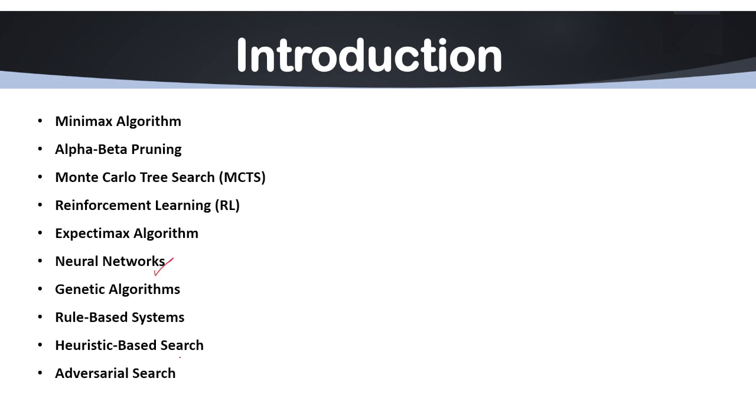Next is the neural network. So games requiring pattern recognition, like Go, like any other video game, where strategic learning can be used. So there we can use neural networks. All right. Neural networks are trained to evaluate game states or predict moves, and they are often combined with other algorithms like MCTS.